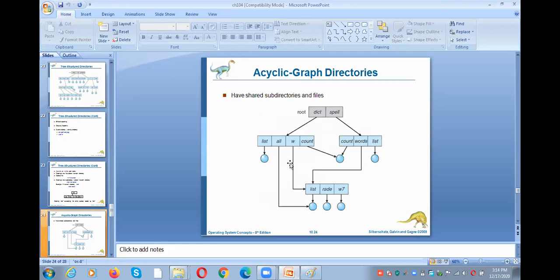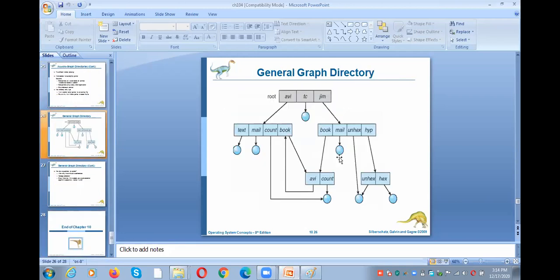Next, as I told you, in the case of the acyclic graph directory, sharing is possible. Here, if you observe, the same file is shared among the users. There are two different things, dict and spell, and both are using the same file. That means two directories are sharing the same file. This is the general graph. Here also there is sharing, and these two directories are sharing the same one.